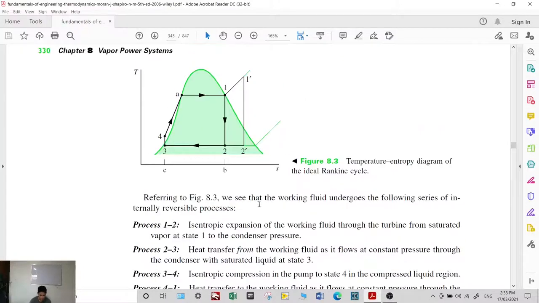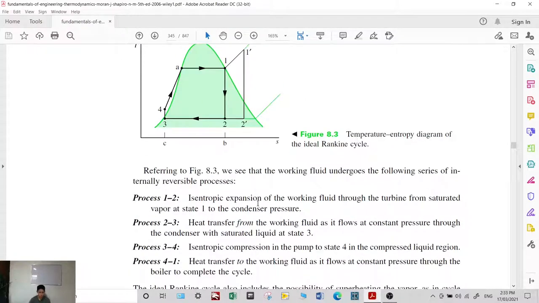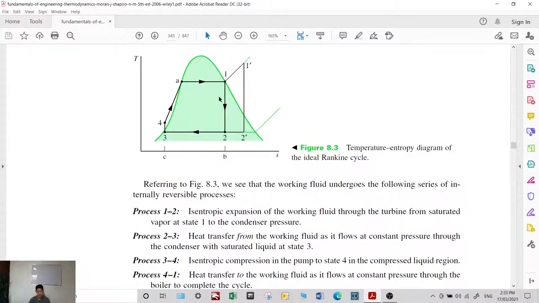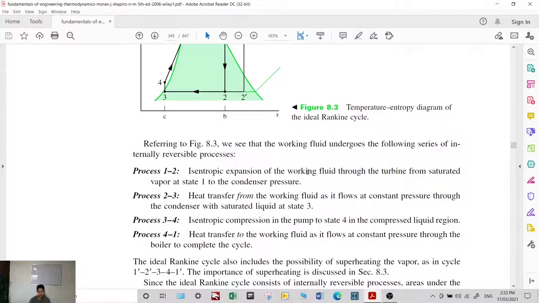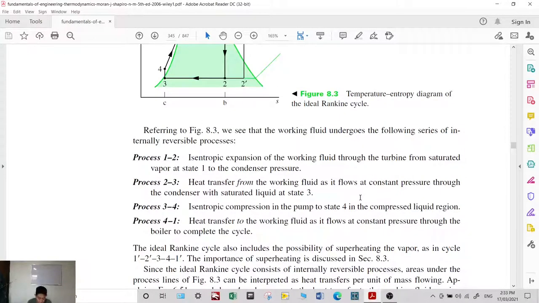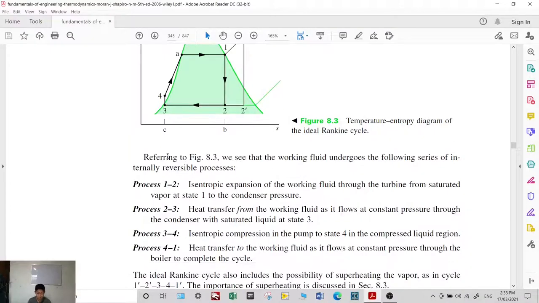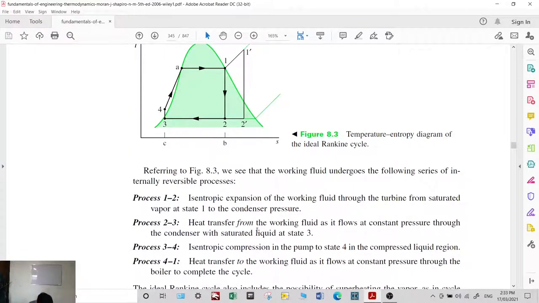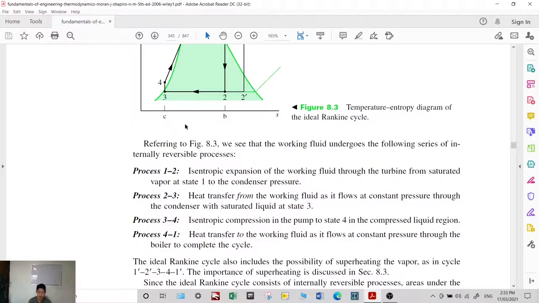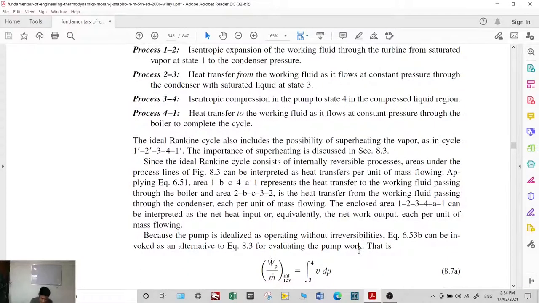Okay, process 1 to 2 is isentropic expansion, meaning constant entropy. And then heat transfer from the working fluid to the condenser. The output is saturated liquid at state 3. Process 3 to 4 is isentropic compression in the pump. And 4 to 1 is the heat transfer to the working fluid.